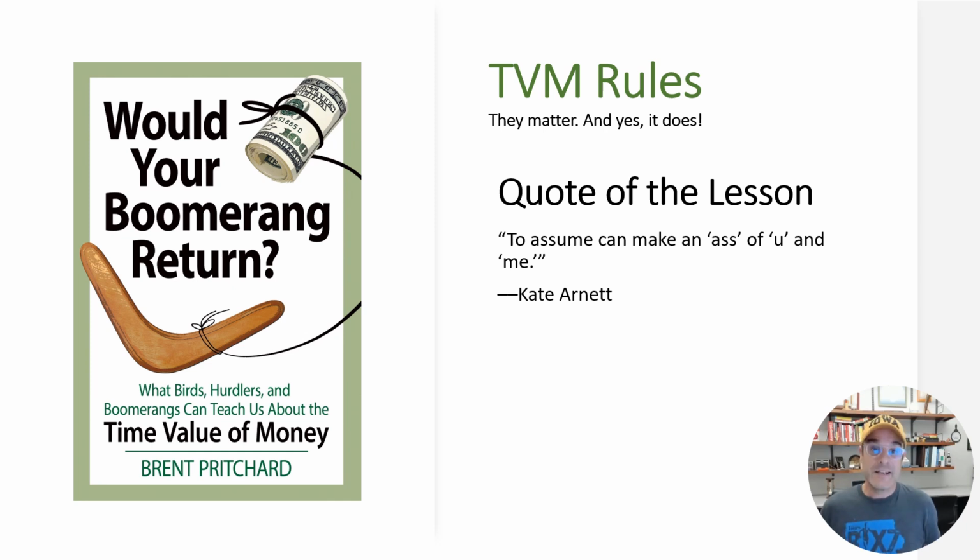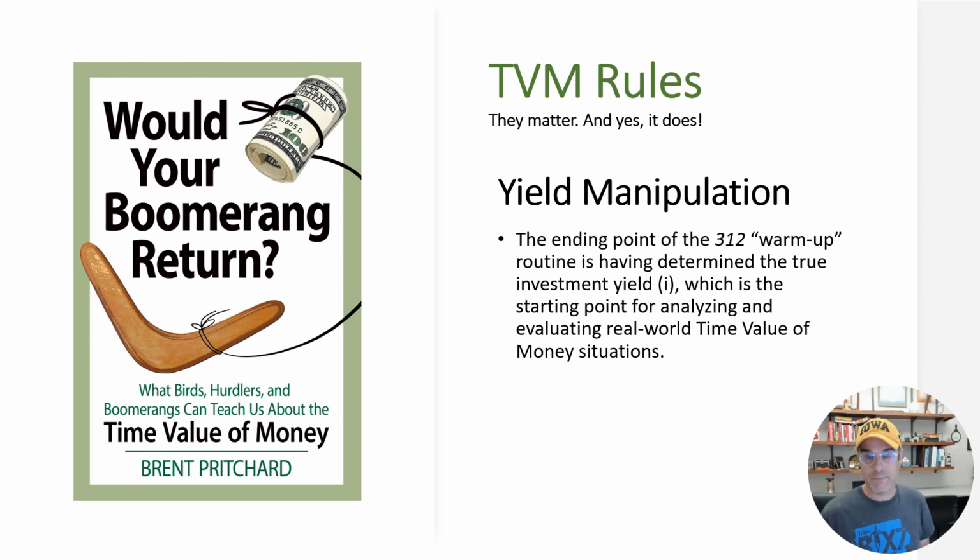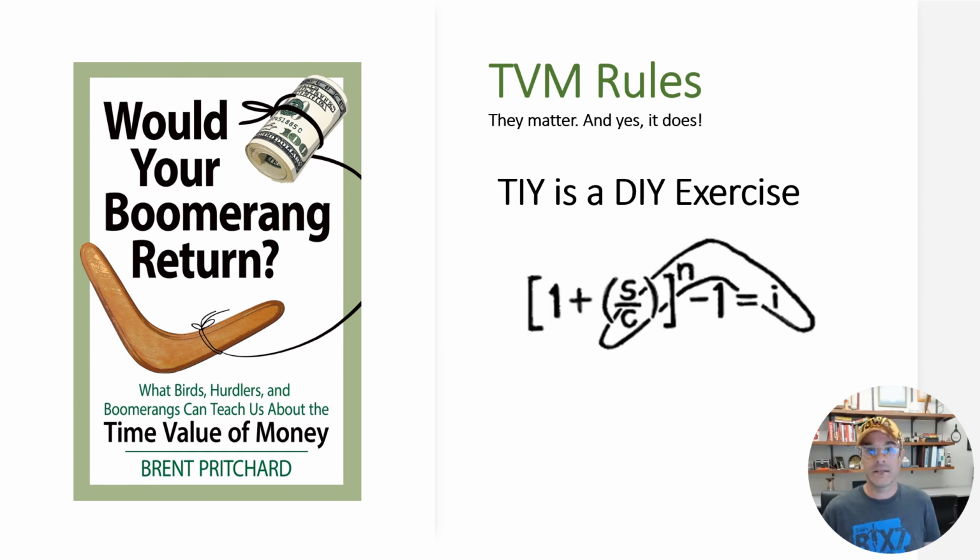I haven't forgotten it. In this lesson, we'll be making some assumptions that relate to math where thankfully it's okay to assume. This lesson is closely related to the one on the 3-1-2 warm-up routine. In that lesson, we said that the first thing we need to do is count money and then tell time on the timeline to ultimately read and write I, the true investment yield. In this lesson, we take a deeper dive into how to determine the true investment yield.